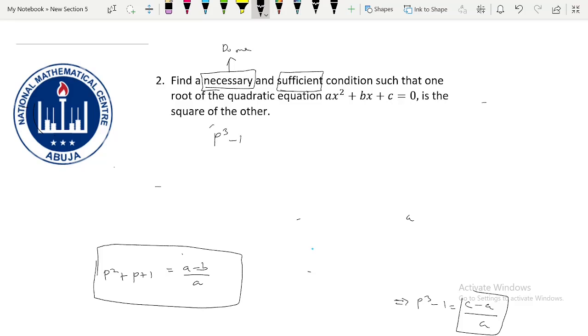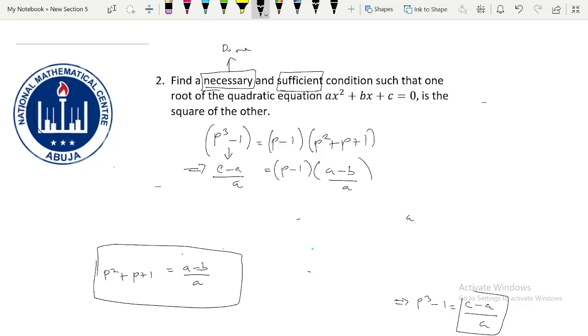We know that p cube minus 1 is p minus 1 into p squared plus p plus 1. And we know what this is. This is p cube minus 1. We already got it as c minus a over a. We don't know what p minus 1 is, but we know what p squared plus p plus 1 is. This is a minus b over a. So obviously we know a is not 0, right? Because then we have a linear equation, so that's not true. So obviously a is not equal to 0.